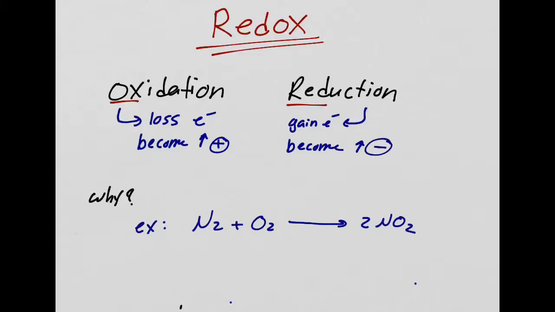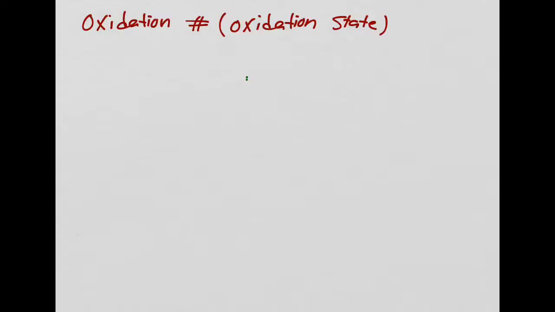In order to figure out what's being oxidized and what's being reduced, we need to figure out oxidation number. Again, I want to be very clear why you have to figure out oxidation number. You have to figure out oxidation number in order to determine what's being oxidized and what's being reduced. So, what do you think our next thing we're going to talk about? We're going to talk about what these oxidation numbers are, also called oxidation state, in order to be able to figure out what's been oxidized and what's been reduced.